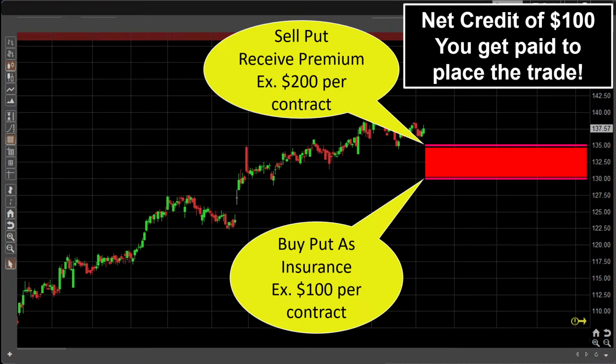Now, here's what this does. Let's say the same incident happens. All of a sudden, this stock trading at 138 opens at $100. You may be forced to buy the stock for 135. But when you bought that put as insurance, that put gives you the right to sell it to somebody for 130. You've now limited your risk to $5.